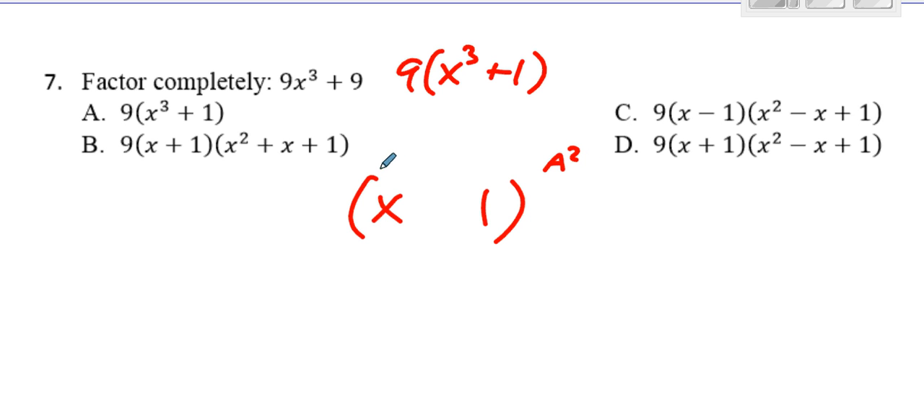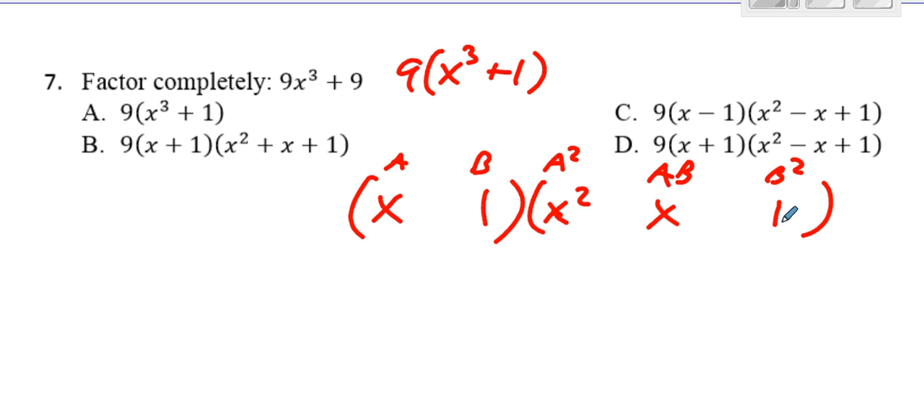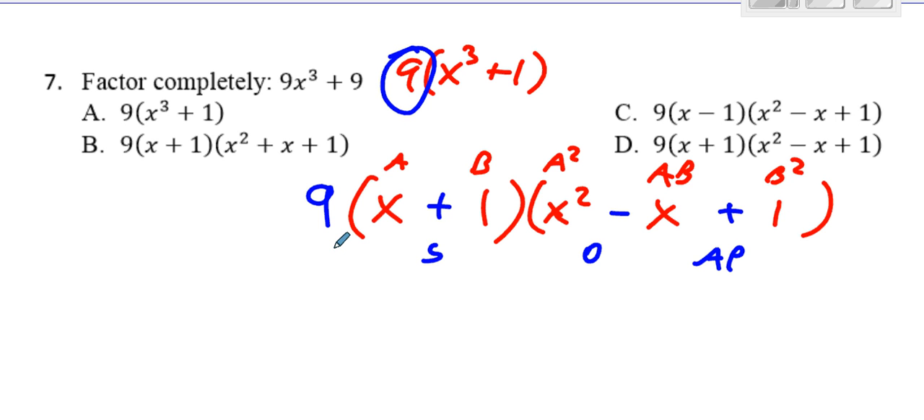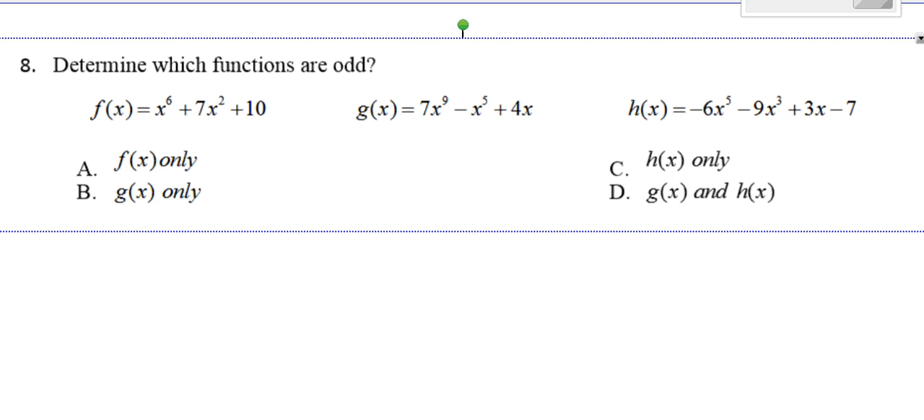And then you do a squared. So x squared. Then ab, 1 times x. And then b squared in the back, it's 1 squared. Fill in your signs using that SOAP. So it started with a plus, so it's the same plus, opposite minus, and then always positive in the back. Don't lose your 9 out front. So D is right.